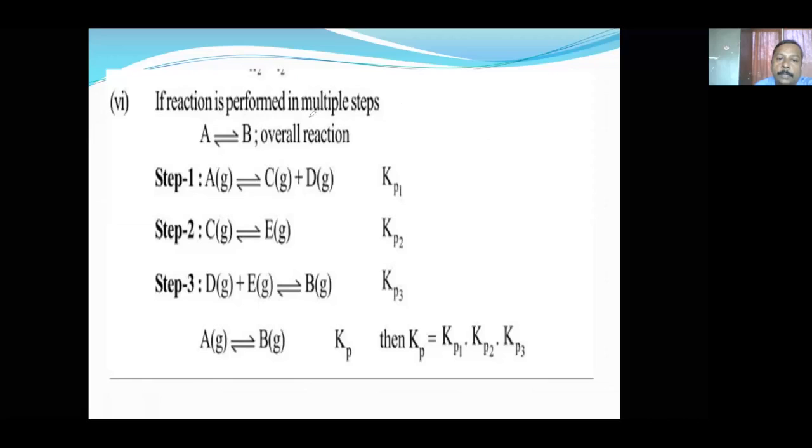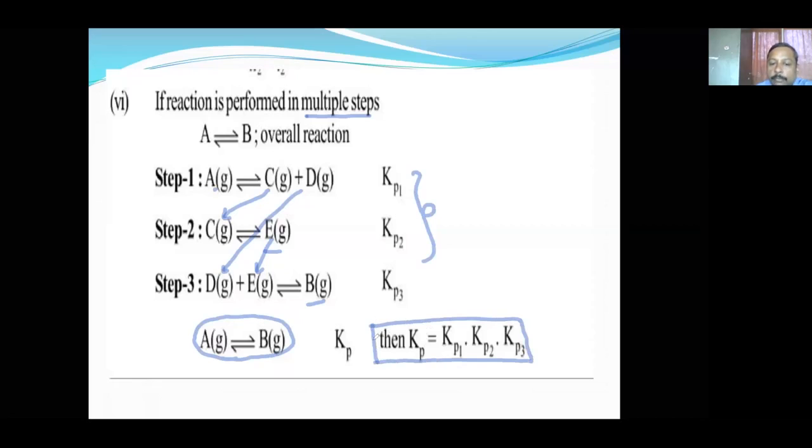Okay, multiple steps. If the reaction takes place in multiple equilibria steps, A is giving C and D, but C further participates in equilibrium to give E, and E is reacting with the previous product D to form B. When you add all of them, ultimately you get the overall reaction of A to B. This is multiple equilibria. Then the equilibrium constant of multiple equilibria will be the product of all the equilibrium constants, provided they are added.